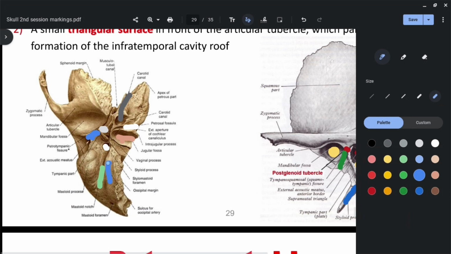The only way you can remember is that first we have mastoid, so we will have the mastoid notch here, then posterior to the mastoid we have the occipital bone, so we will have the occipital sulcus.